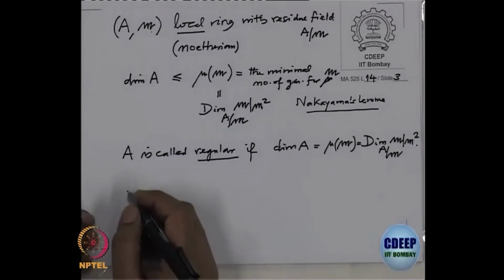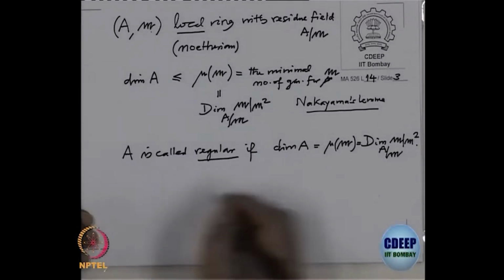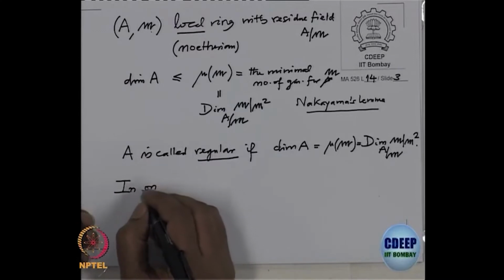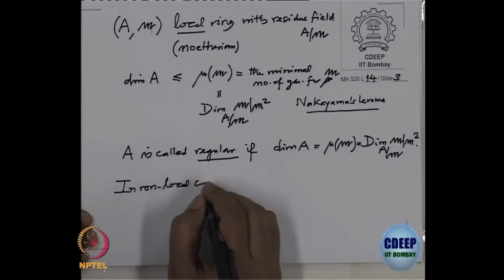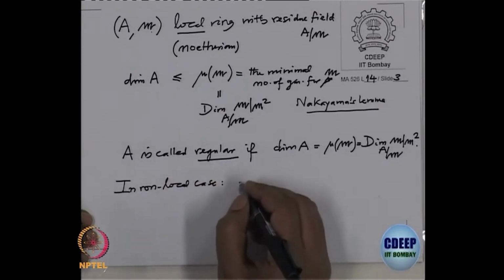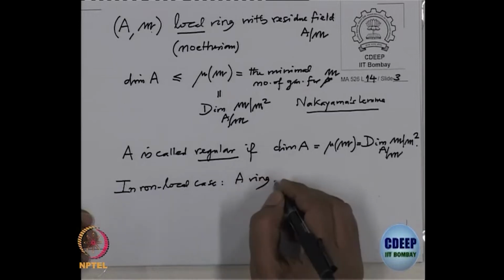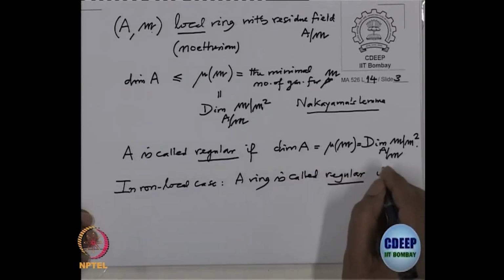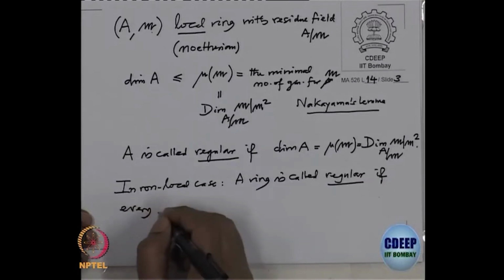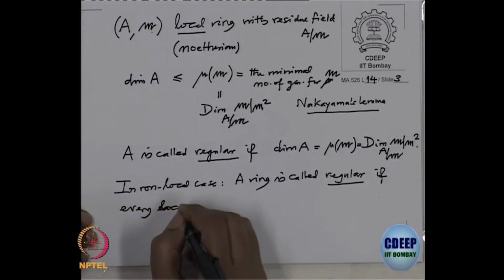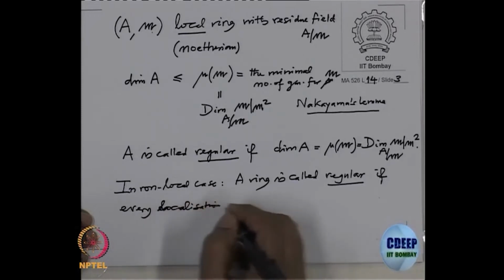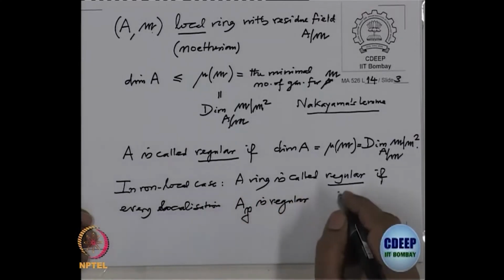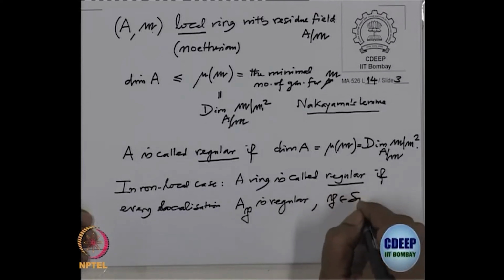Now, also you can define, if you have a prime ideal, in general, if the ring is not local, in the non-local case, a ring is called regular if every localization A localized at P is regular, for every P in the spectrum.